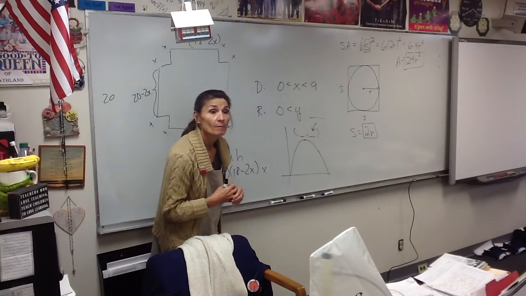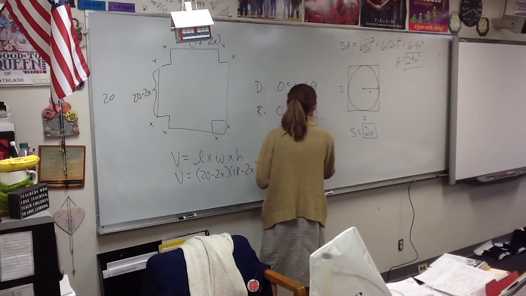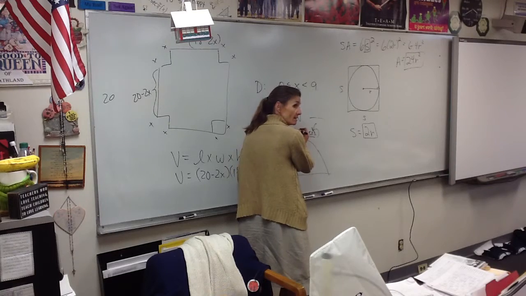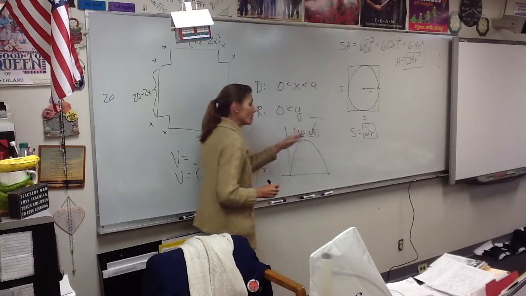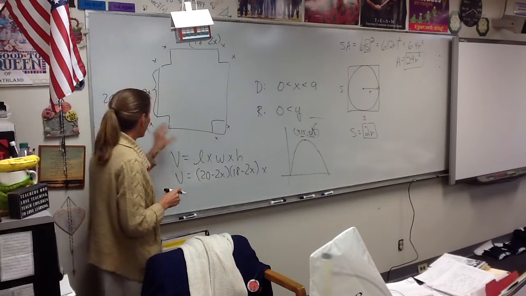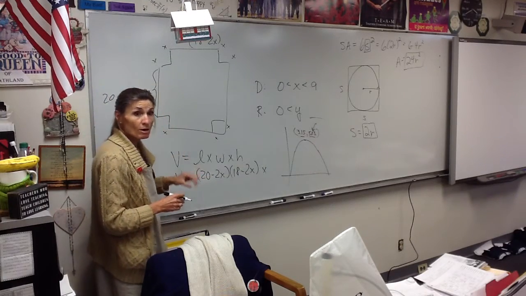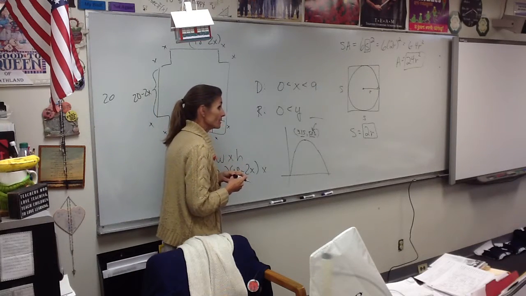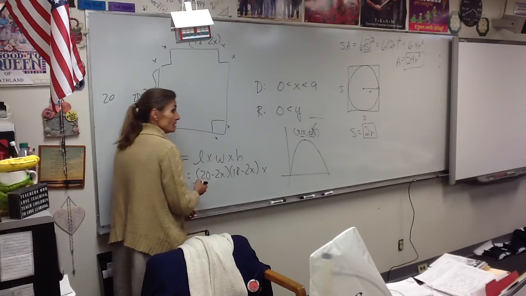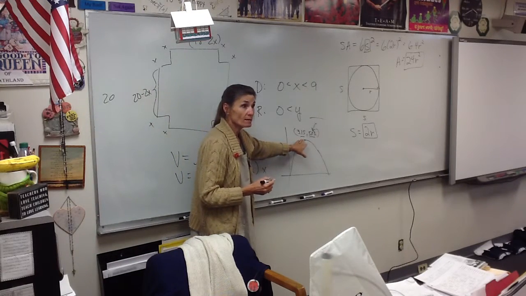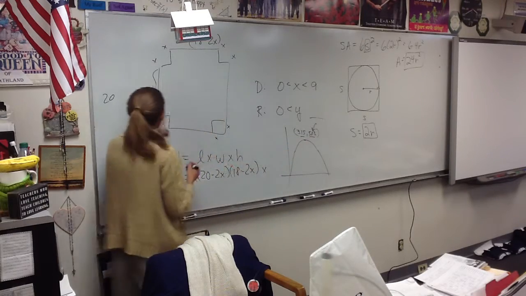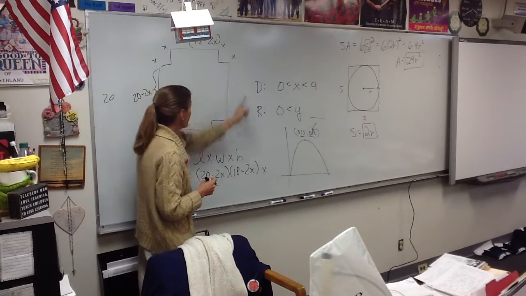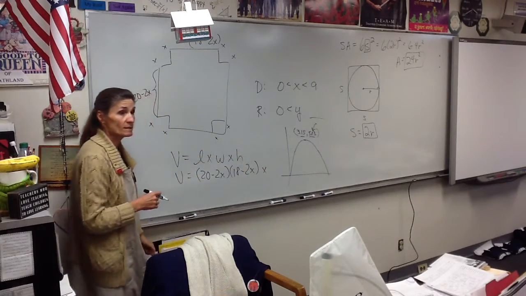503 something. And what was the X, Robert? 3.15. And what does that 3.15 represent? The size of the square at the corners. So if the question had been, find the dimensions of the box, that would mean length, width, and height. Then you would need the 3.15, right? Your dimensions would be 20 minus 6.3, and 18 minus 6.3, and 3.15 would be the height of the box.